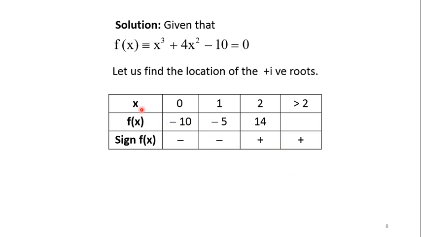Suppose we take x equal to 0. We will find the value of f(x) at x equal to 0. On putting this, the first term is 0, the second term is 0, and you will get minus 10. So the sign is negative here. Then you find the value at x equal to 1. On putting this, you will get minus 5. That is, the sign of f(x) is minus. Then you put 2, and you are getting 14. There the sign is plus.